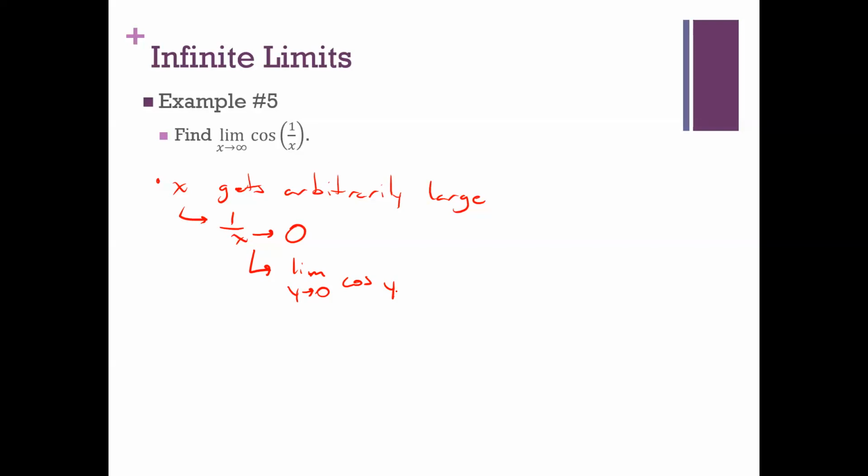One thing I've told you about the trig functions is they're continuous everywhere they're defined, right? Is cosine defined where y equals 0? It is. So this right here is as simple as me asking this. I shouldn't say simple because we took a long way to get there, but if I know what cosine of 0 is, I'm done.